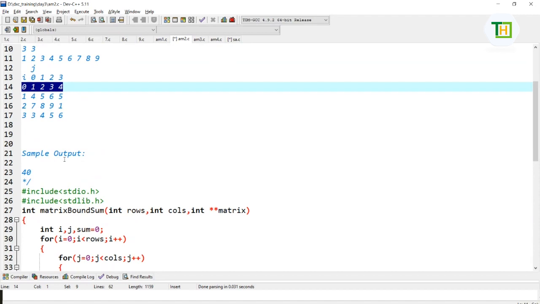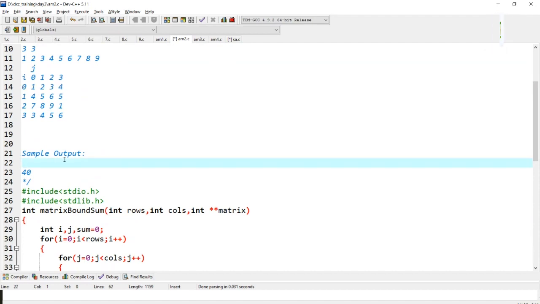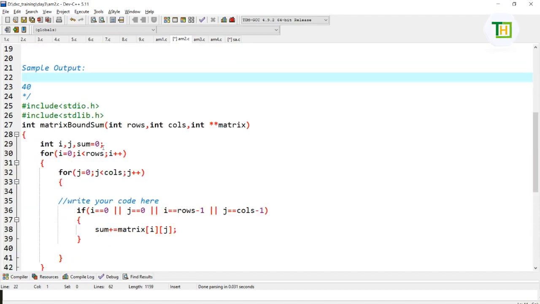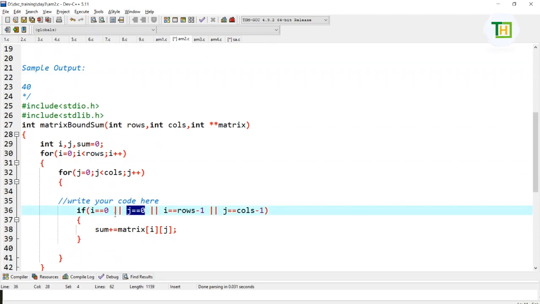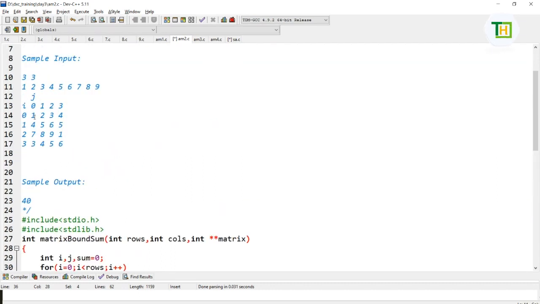That's why I am going to add 1 plus 2 plus 3 plus 4. It is not considering whether j is 0 or not. Why? Because this is a logical OR, right? If one value is true, it is not going to check the next condition. That's why 1, 2, 3, 4 are going to be added.